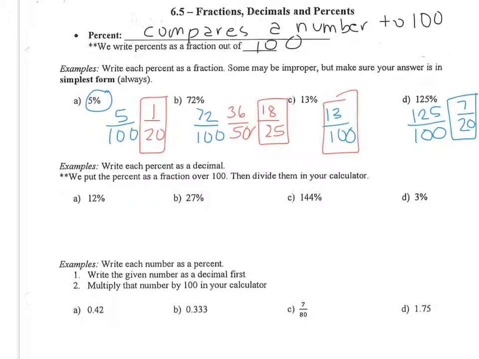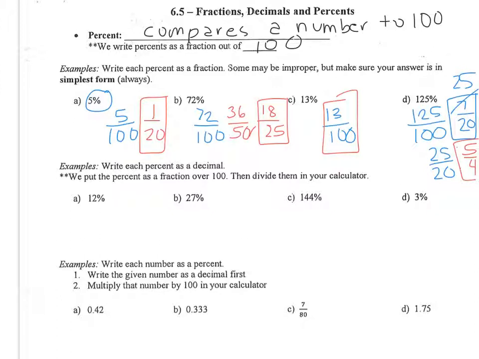Oh, that's not right. Okay, 125 divided by 5. Oops, I messed up. 125 divided by 5 is 25, I wrote 7. So it's 25 over 20. But then you can still reduce that. Divide this by 5, divide this by 5, is 5 out of 4. That's your final answer. So to write it as a fraction, write each percent out of 100.